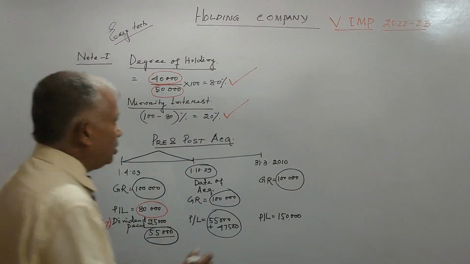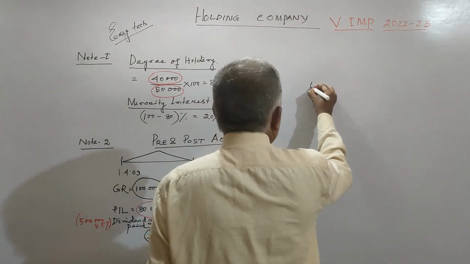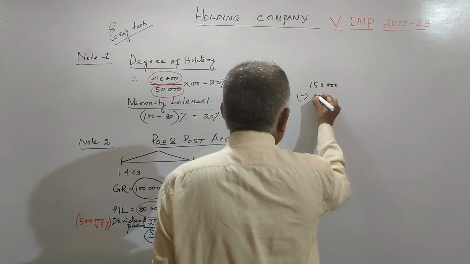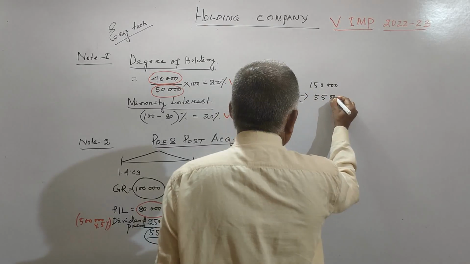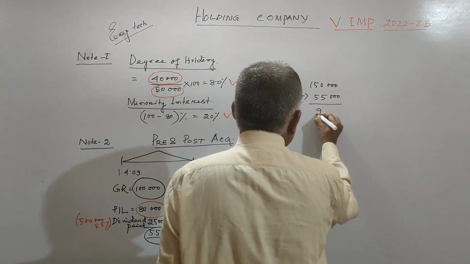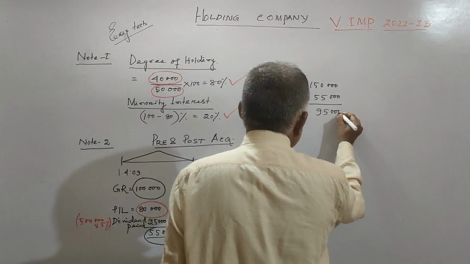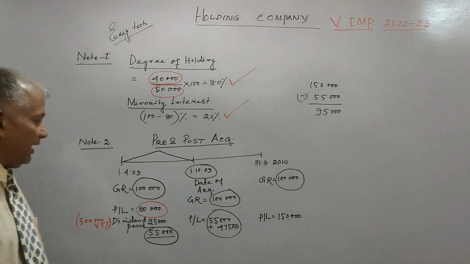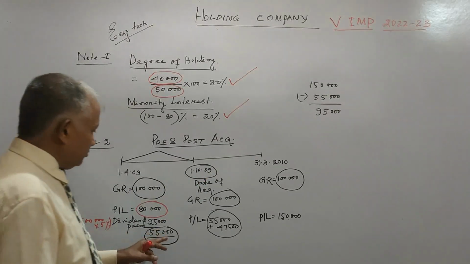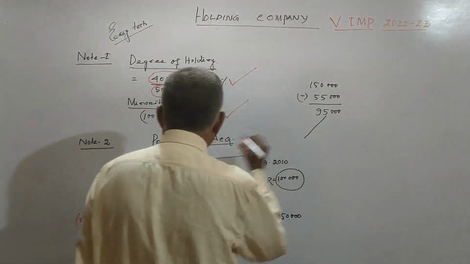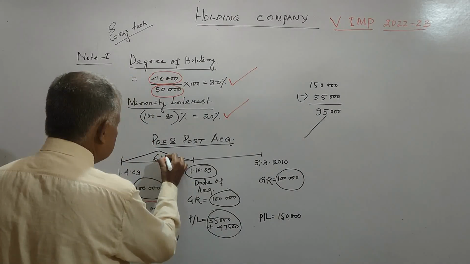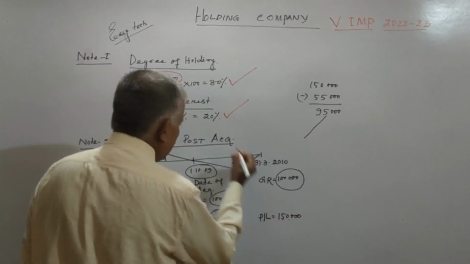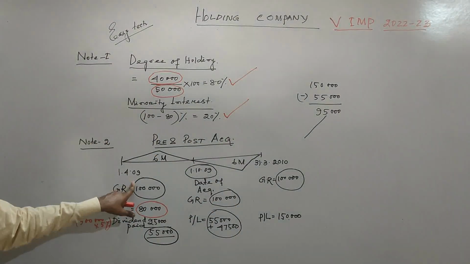So if we go for 1,50,000 less 55,000, then it comes to 95,000 is the profit for the year. And out of 95,000, there is a pre-acquisition period of 6 months and a post-acquisition period of 6 months. The pre-acquisition period is 1/4/2009 to 1/10/2009, that is 6 months.